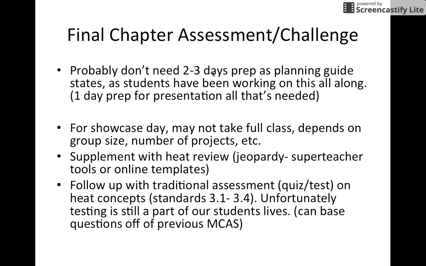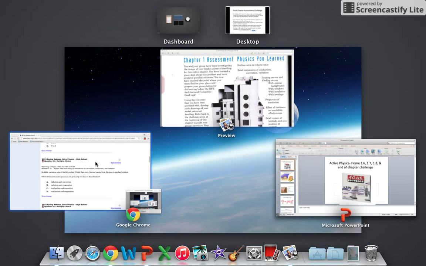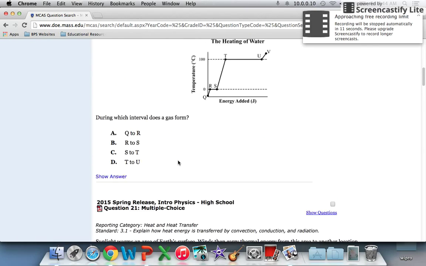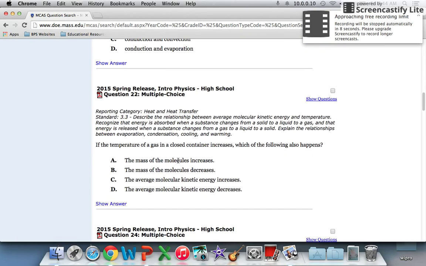Because I always like to follow up their presentation the next day or even the day after. If I take a day for review, I like to follow up with a traditional assessment, just a regular quiz or test based on the standards, the heat transfer standards 3.1 through 3.4, because unfortunately testing is still a big part of our students' lives right now. So I like to pull some questions. Again, the Weebly has the link, but you can pull questions off the MCAS and give them a standard test to review as well. So I like to do that.